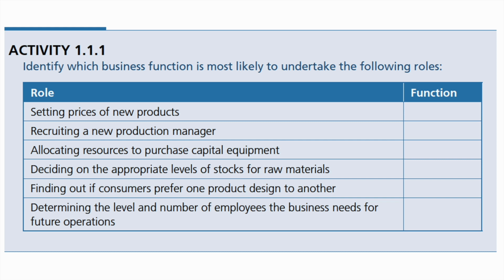Deciding on the appropriate levels of stocks for raw materials. Well, this is definitely going to be operations management. Finding out if consumers prefer one product design to another. Whenever you're asking consumers, that's market research. So market research is a discipline of the marketing department. And last is determining the level and number of employees the business needs for future operations. So again, when we talk about employees and human resource needs, that falls under human resource management.